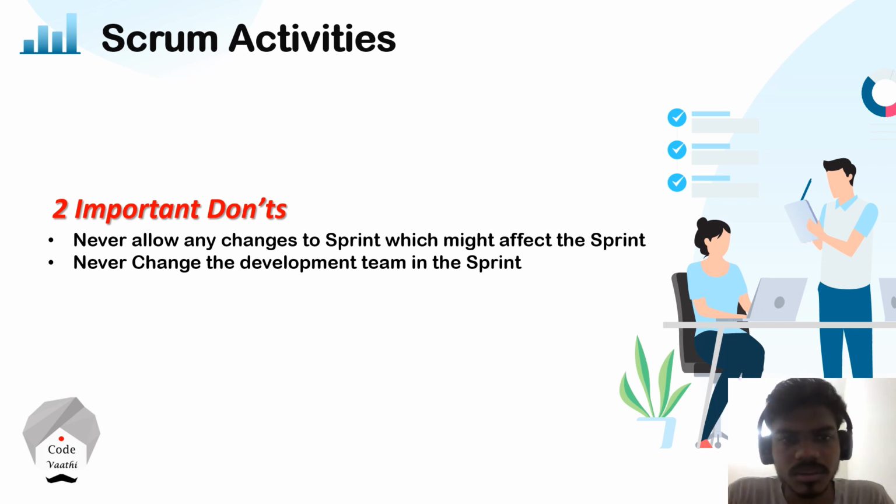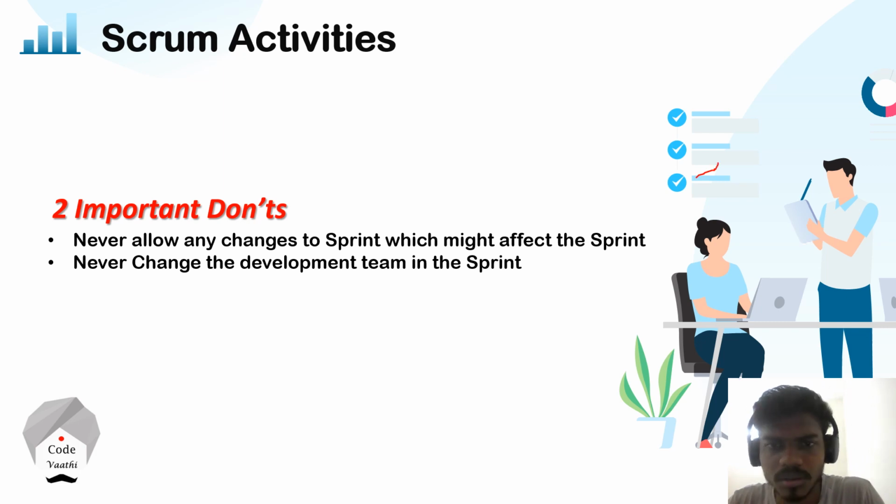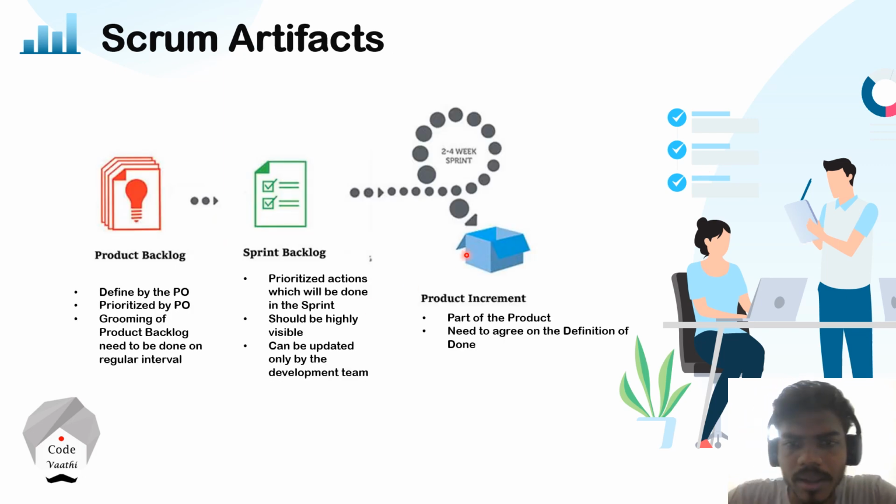These are two important rules when it comes to the Scrum activities, depending on the activity you see in the previous slide. One, never change any task during the sprint, when the sprint is planned initially. And the second thing is, do not change the development team when you are in the sprint.